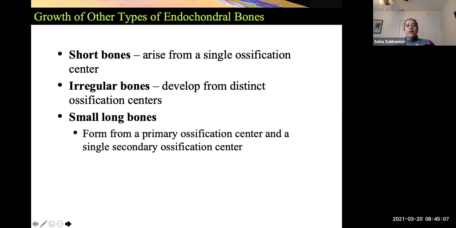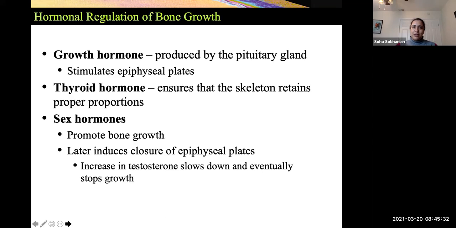So in terms of the growth of the bone, what I described to you was associated with the long bone. There is a brief description of what happens to short, irregular, and small long bones. I don't really necessarily want to spend time on this since most of the bones that you have in your body are identified as long bones, but you guys are welcome to glance through this slide and briefly go over that, but that's not a major thing.